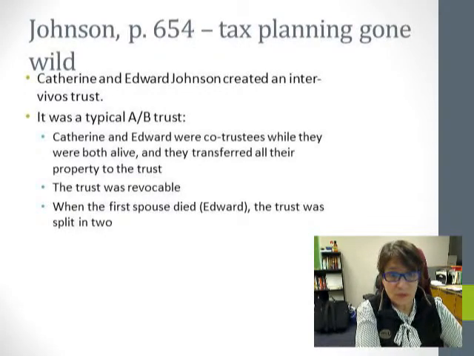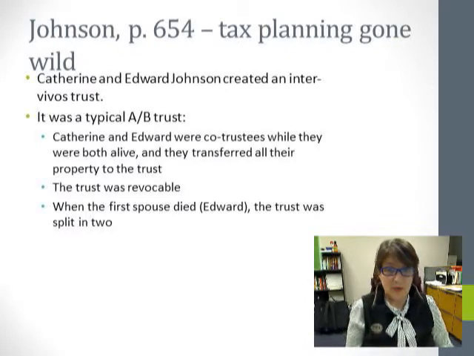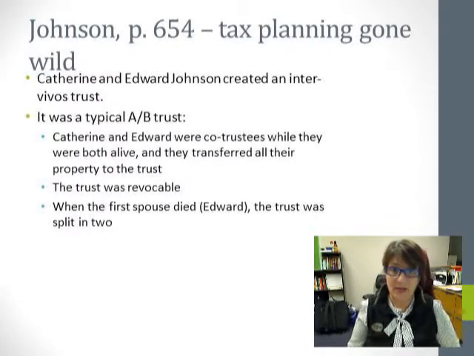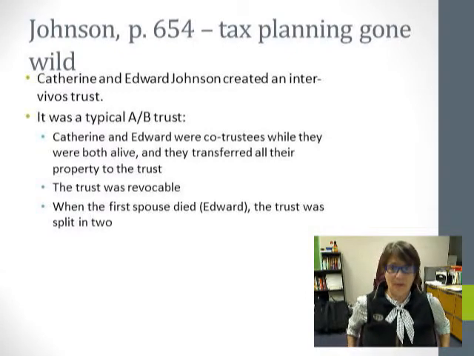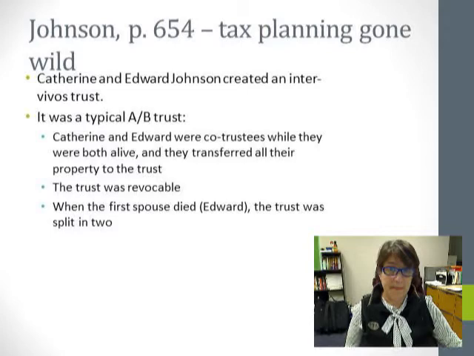This was pretty straightforward, normal tax planning that we used to do for everybody. Catherine and Edward Johnson created an inter vivos trust. It was a typical AB trust. What this means is that while they are both alive, they're co-trustees, and they put all their property in the trust. Trust is completely revocable.